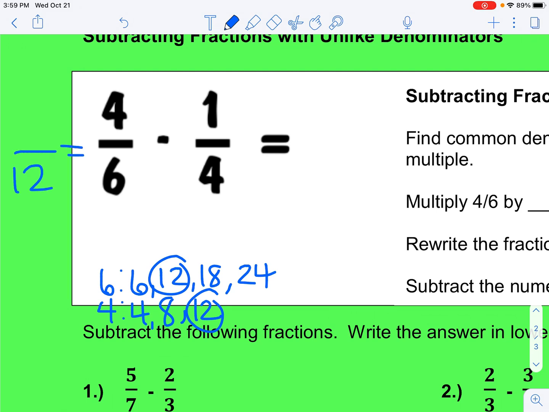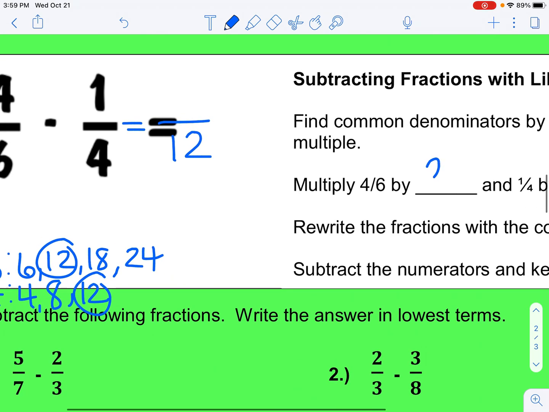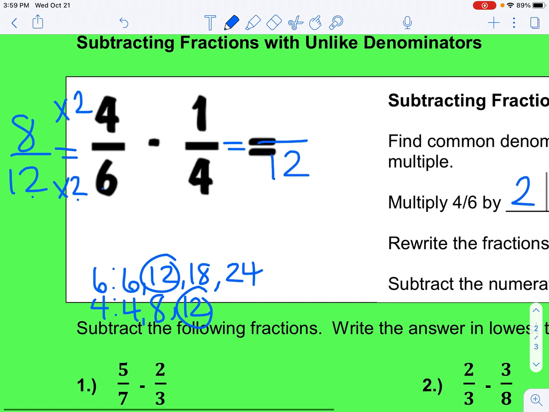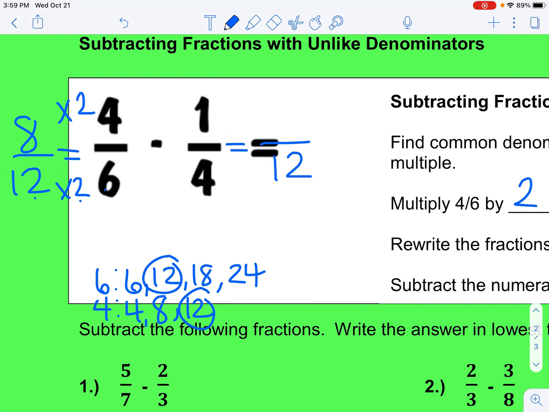Alright, I'm just going to write it over here to figure out what our new fraction is. So I need to multiply 4/6 by what to get my denominator as 12? Right, I need to multiply by 2. 6 times 2 gives me 12, so 4 times 2 gives me 8. So I multiplied 4/6 by 2. What about 1/4? What do I need to multiply it by?